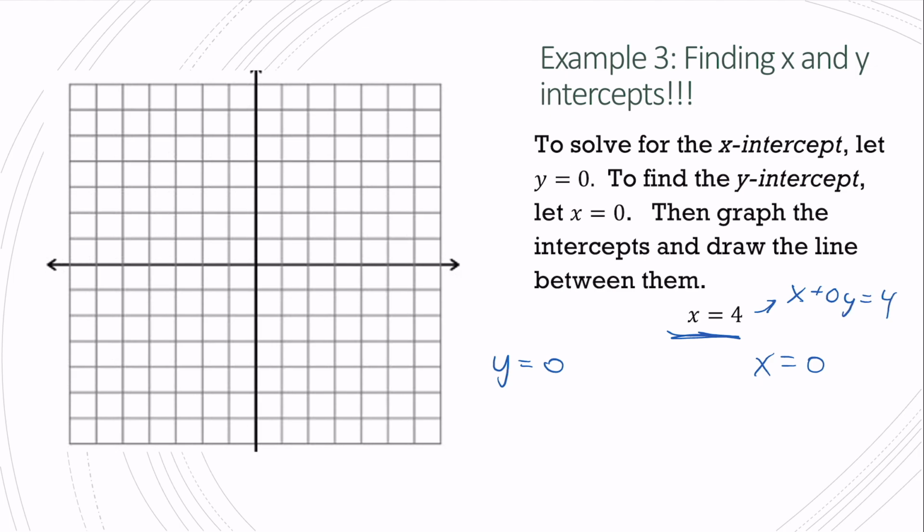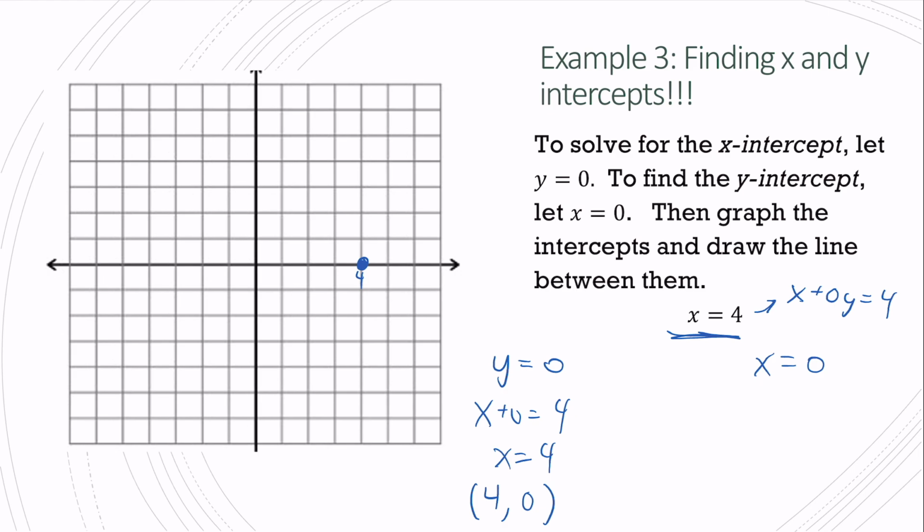So I'm going to substitute in for y. Well, x plus 0 is 4. I get x is 4. That's not super exciting. It looks exactly like what I had before, but now we can think of it as an ordered pair. So when x is 4, y is 0. This point right here.